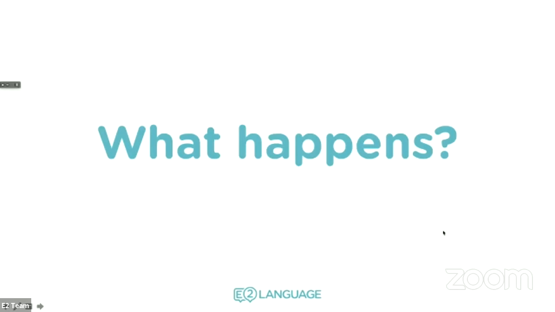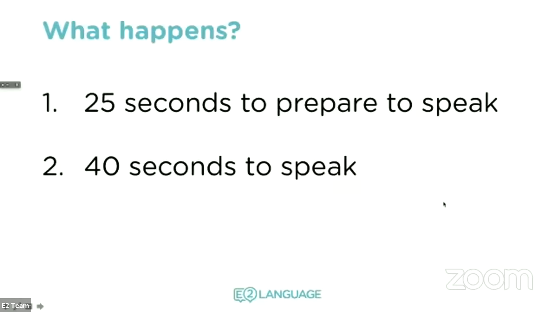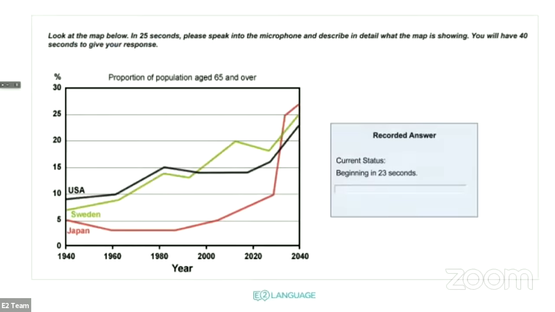Let's think about what happens in PTE speaking describe image. This is what you're going to see on test day. And without a method and without proper training, this is going to be pretty tough. You're going to have 25 seconds to prepare to speak and 40 seconds to speak. In other words, you're going to look at this for 25 seconds. Then this little microphone thing here is going to change and start recording, and you'll have 40 seconds to describe this image here.